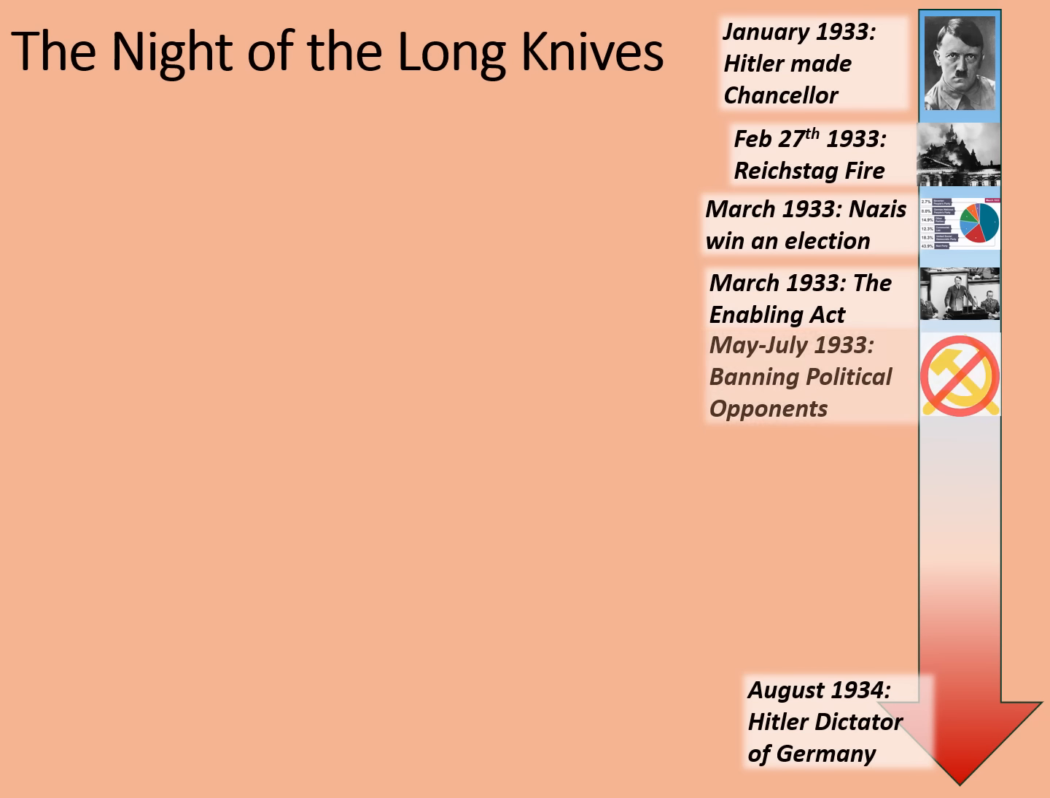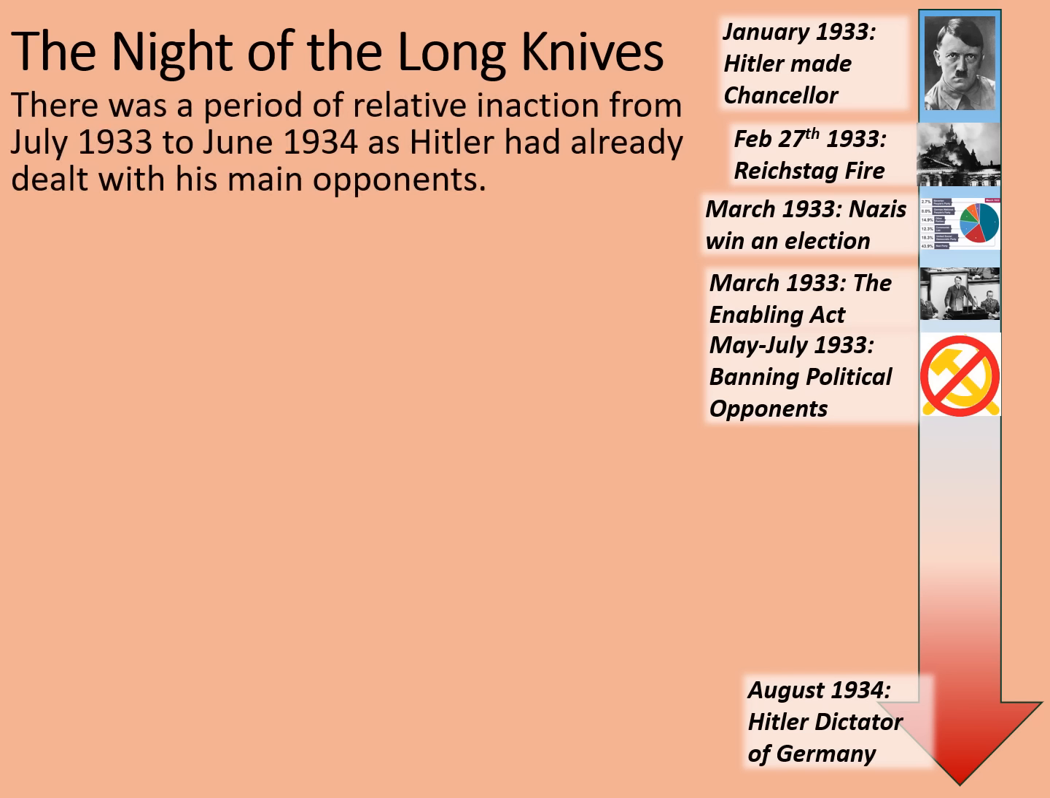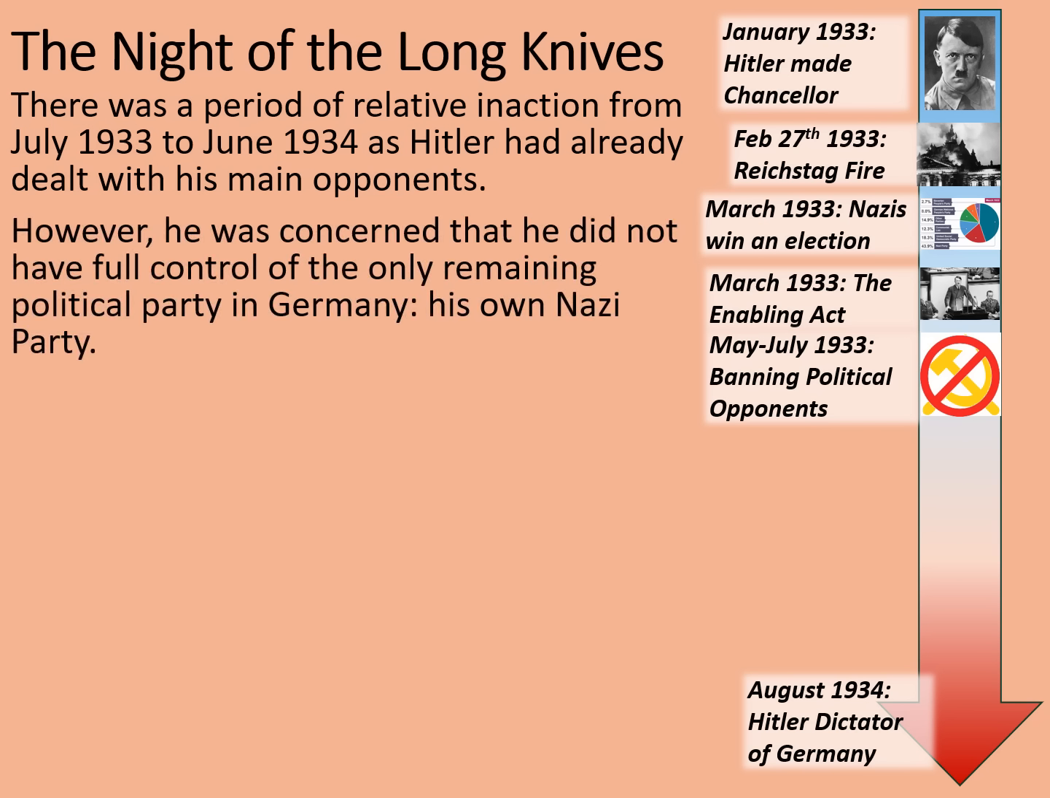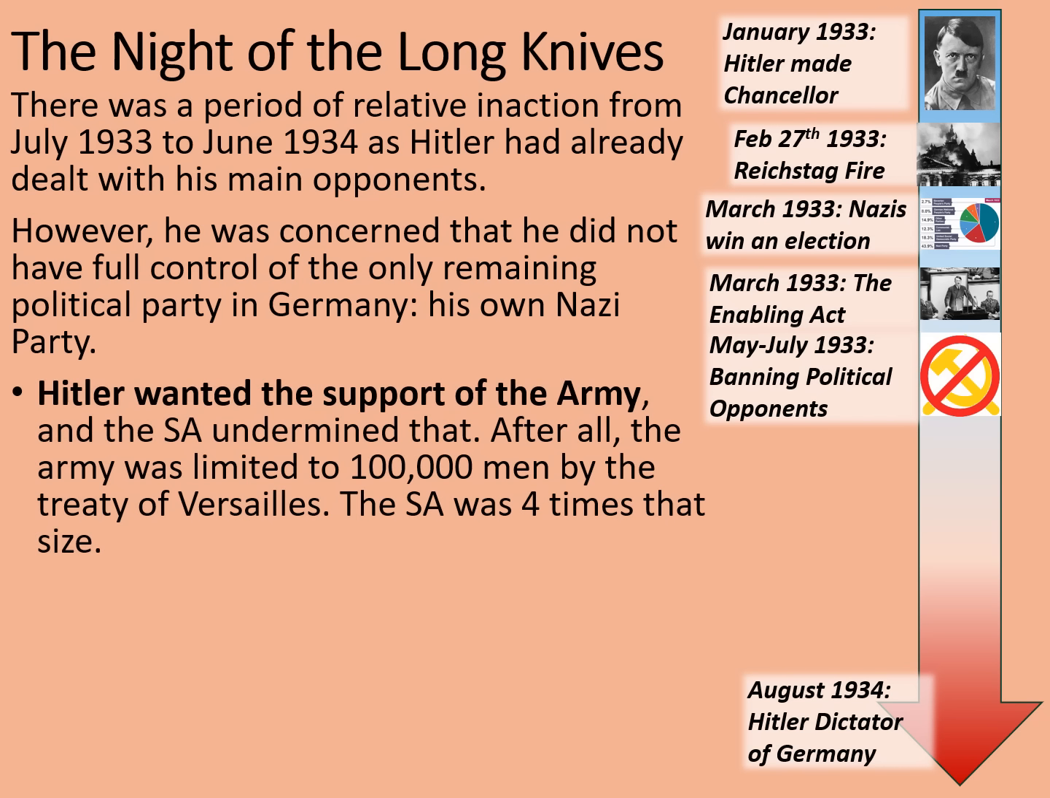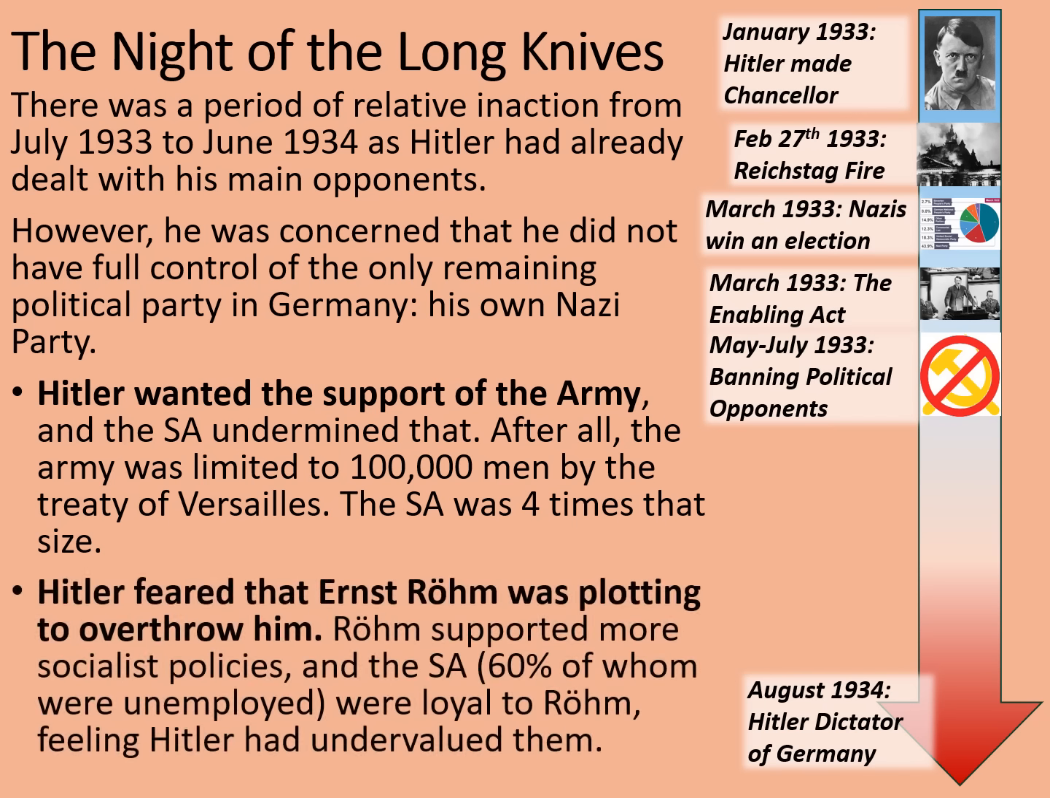The next key event is known as the Night of the Long Knives, and it comes somewhat later in 1934. There was a period of relative inaction from July 1933 to June 1934, as Hitler had already dealt with his main opponents. However, he was concerned that he did not have full control of the only remaining political party in Germany, his own Nazi party. Hitler wanted the support of the army, and the SA undermined that. After all, the army was limited to 100,000 men by the terms of the Treaty of Versailles. The SA was 4 times that size.